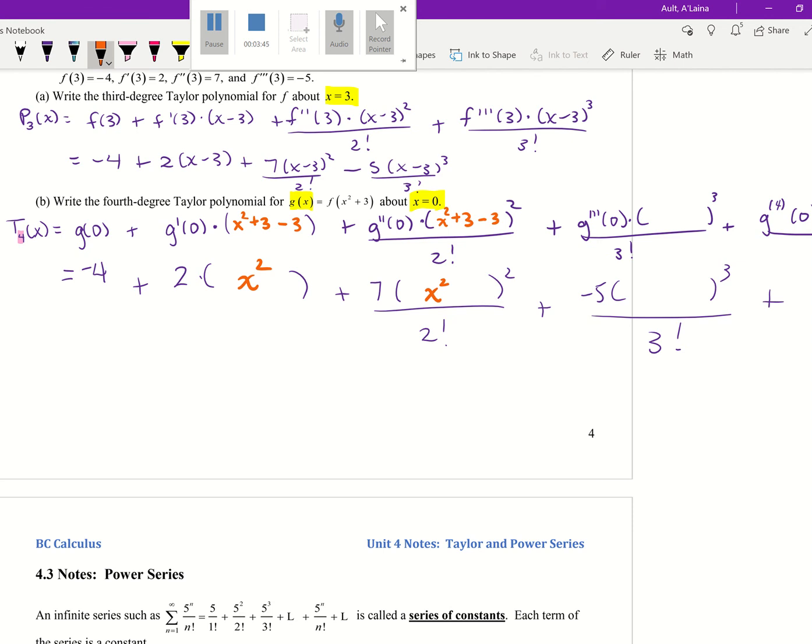There's my degree 4. I actually don't need these other terms because this is going to result in a degree 4 power. So my fourth degree Taylor polynomial for g would be -4 plus 2x squared plus 7x to the fourth over 2 factorial. That's a little weird. This has got some technique to it that we'll be continuing to practice in further lessons. That's the end of our lesson.